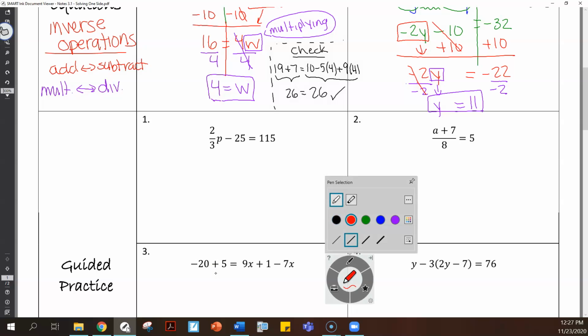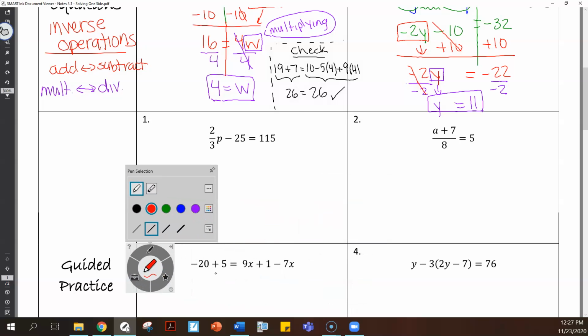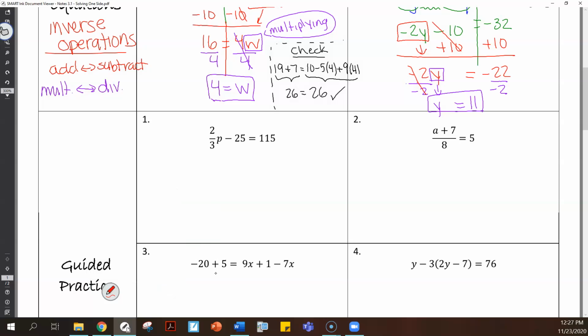So remember, first thing I want to do is see if I need to distribute or combine like terms or both. In number 1 and 2, I don't have any of that to do, okay? But these are tricky in their own right. I don't have to distribute, I don't have to combine like terms, but I do need to try to get my variable term and my variable by itself.